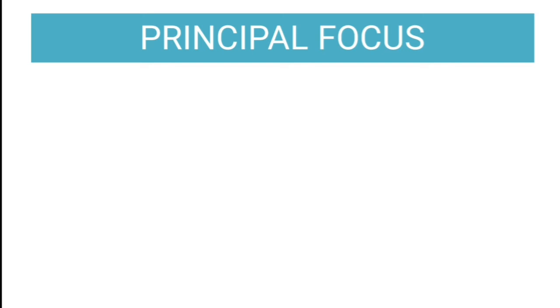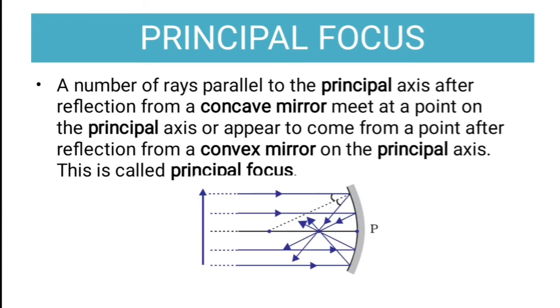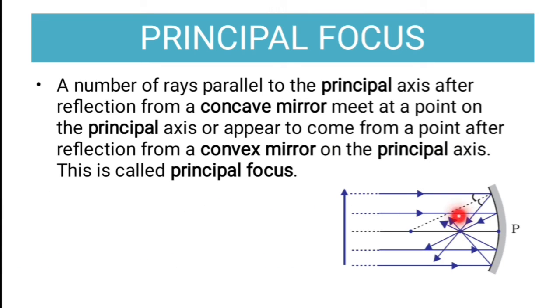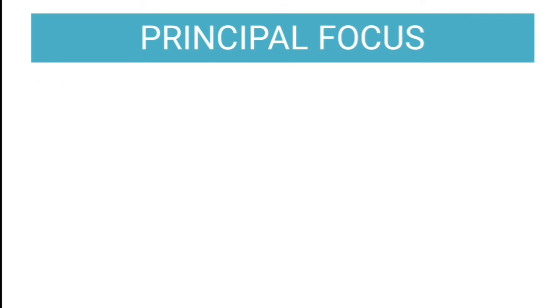Then comes the term principal focus. So what is principal focus? A number of rays parallel to the principal axis, after reflection from a concave mirror, meet at a point on the principal axis, or appear to come from a point after reflection from a convex mirror on the principal axis. This is called the principal focus. So as you can see here, this is the principal focus. All rays parallel to the principal axis meet or converge to this point after reflection.